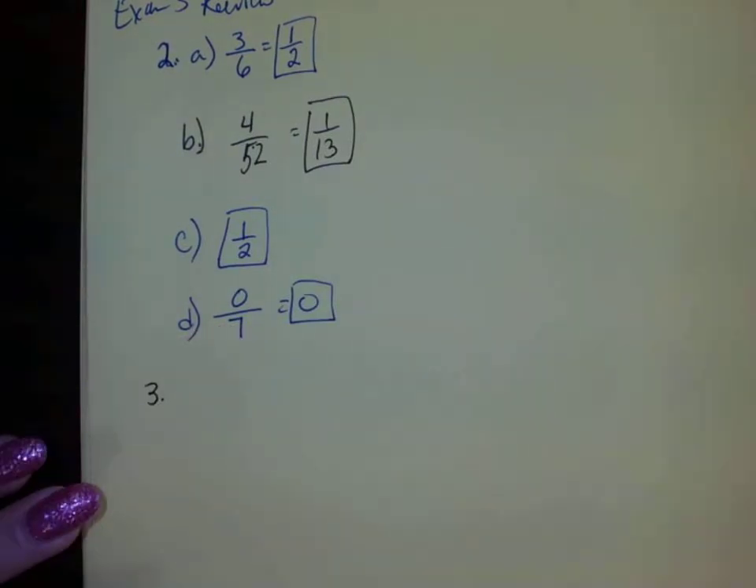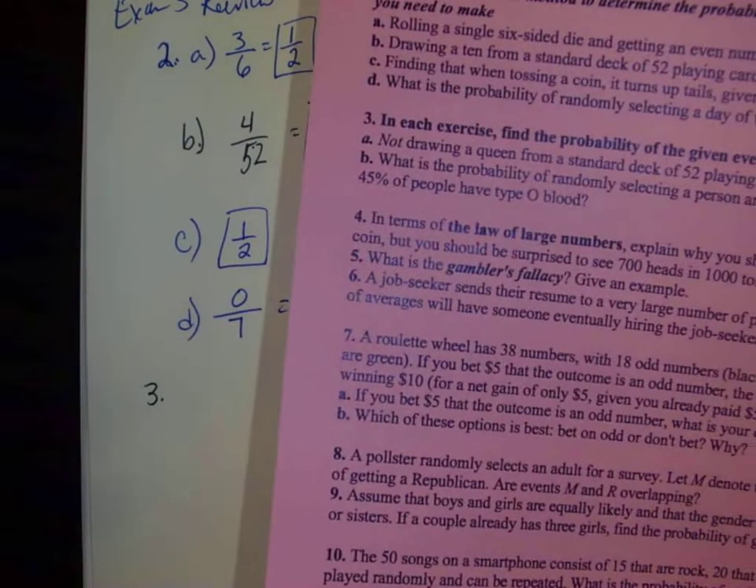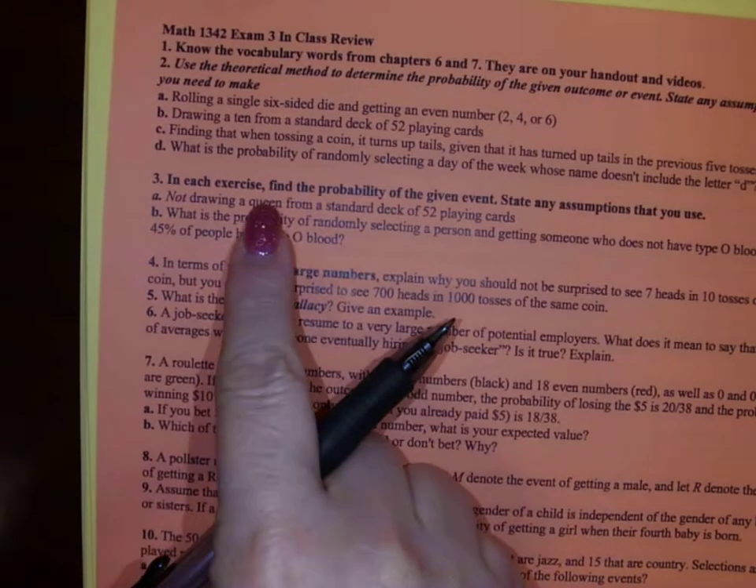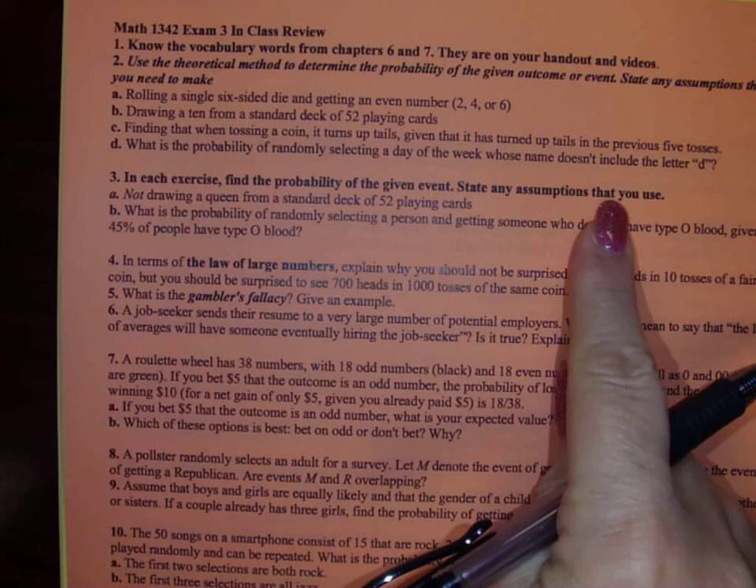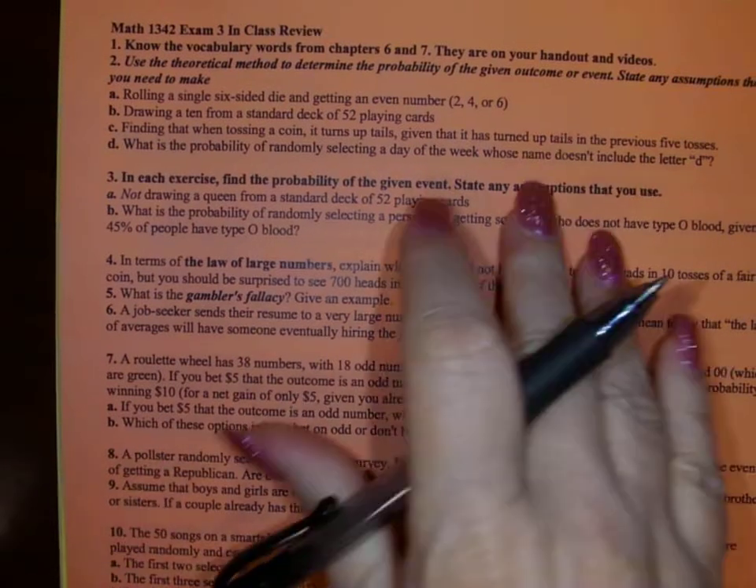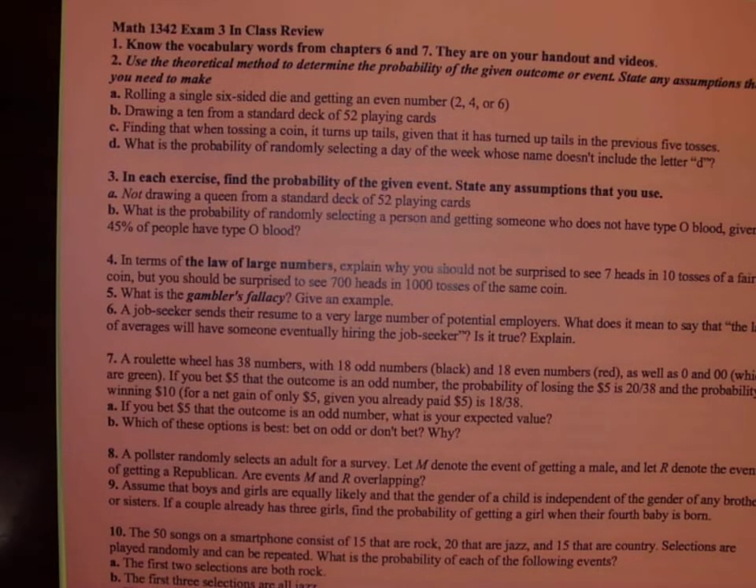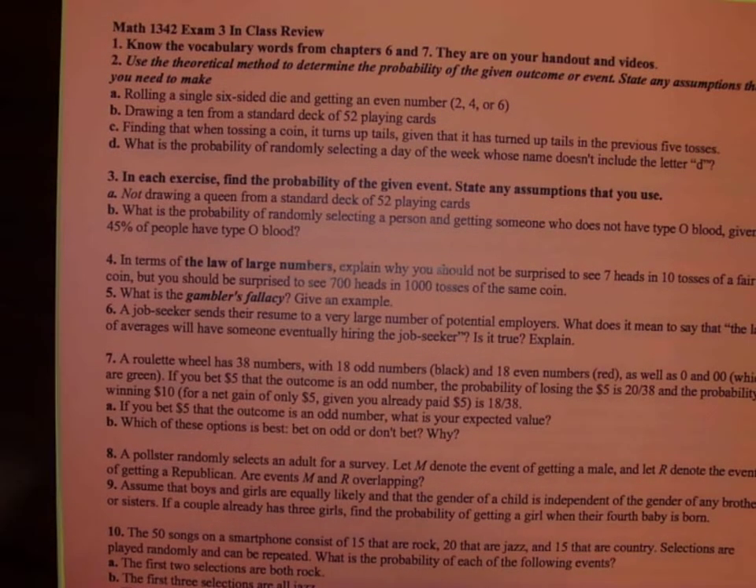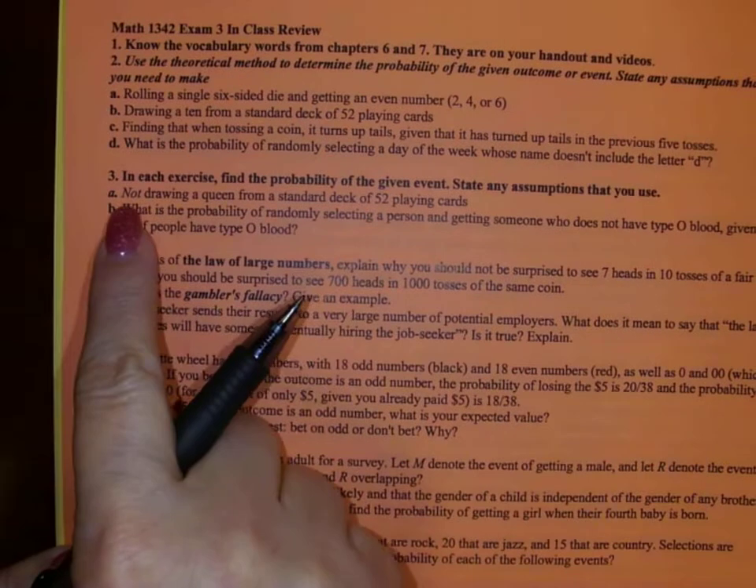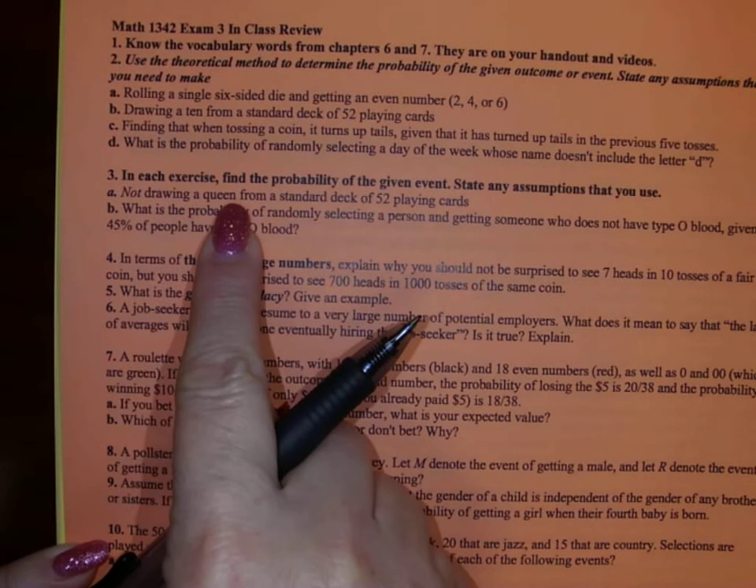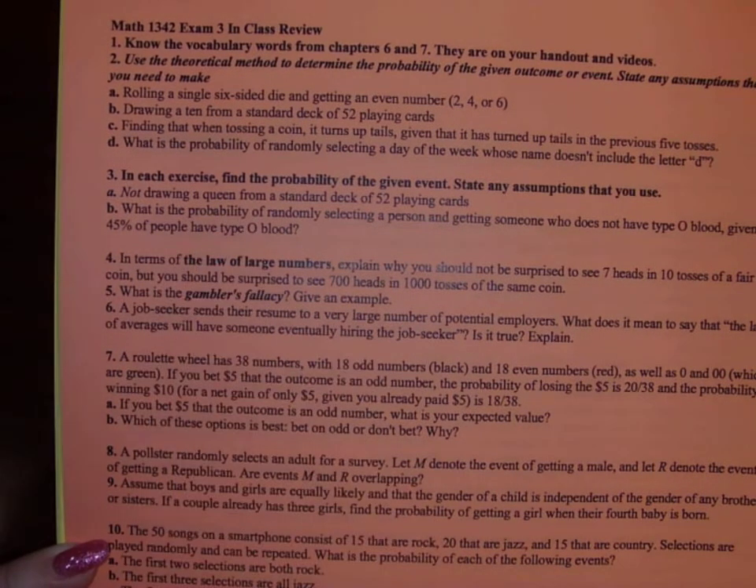All right, let's go on to number 3. So in each case, find the probability of the given event and state any assumptions that you use. I'm not necessarily looking for the assumptions. I'm looking more that you can do that. So not drawing a queen from a standard deck of 52 playing cards.